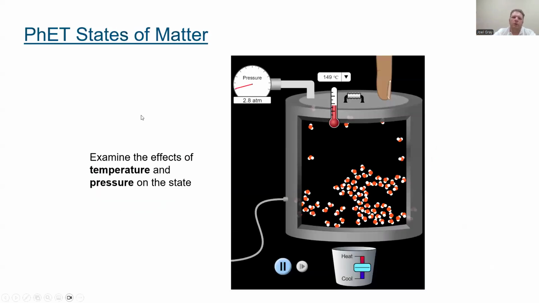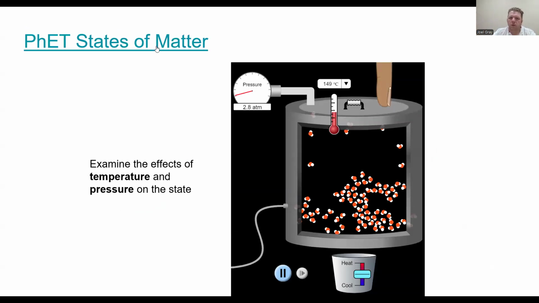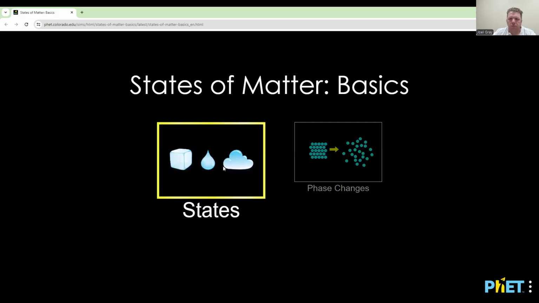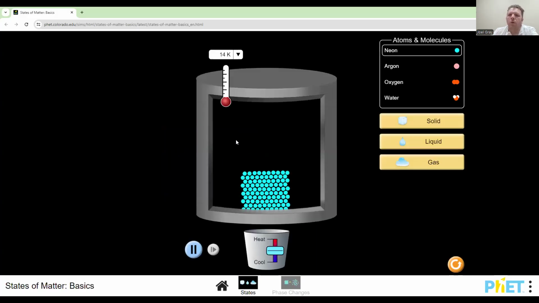Now, what we're going to do here is look at how temperature can influence our states of matter. Okay, so here what we have is neon gas. Neon is a noble gas. As a noble gas, each one of these atoms of neon has a complete octet. So it's in good shape, it's happy.